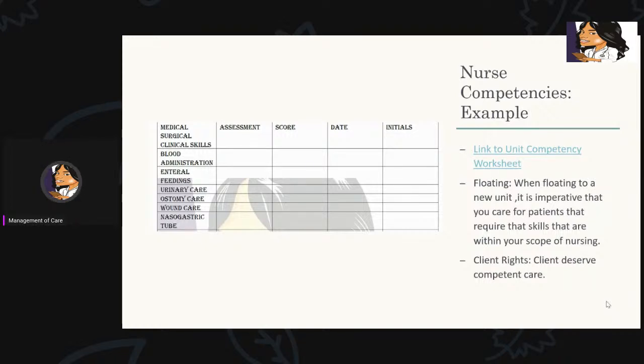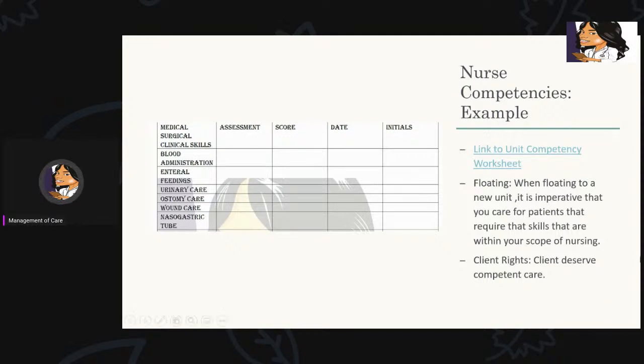If I had to give enteral feedings on an OB floor, that's fine. I'm competent in enteral feedings. Urinary care, I can provide urinary care on an OB floor because I'm competent. If I have to do ostomy care, oh, that's fine. I can provide ostomy care on an ortho floor. I know I'm competent. But I don't want to float to a unit and start doing things that I am not competent in.